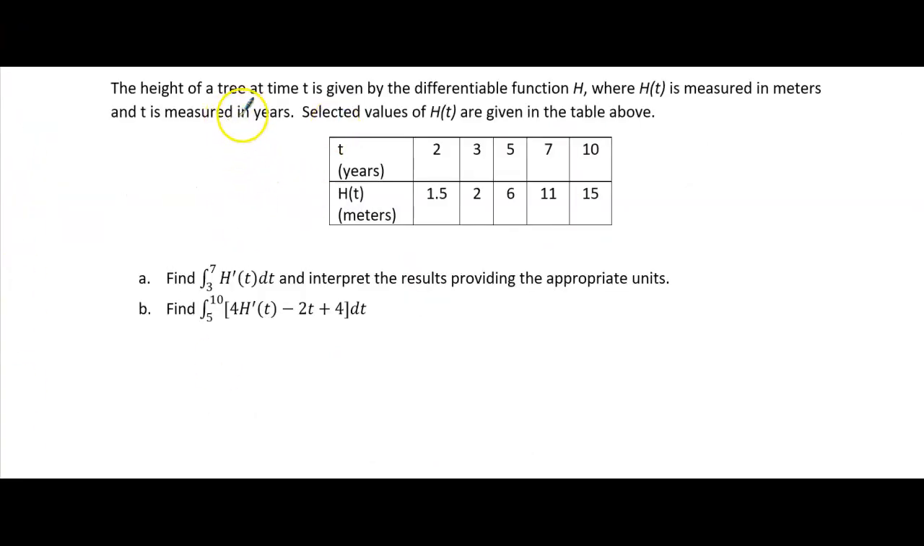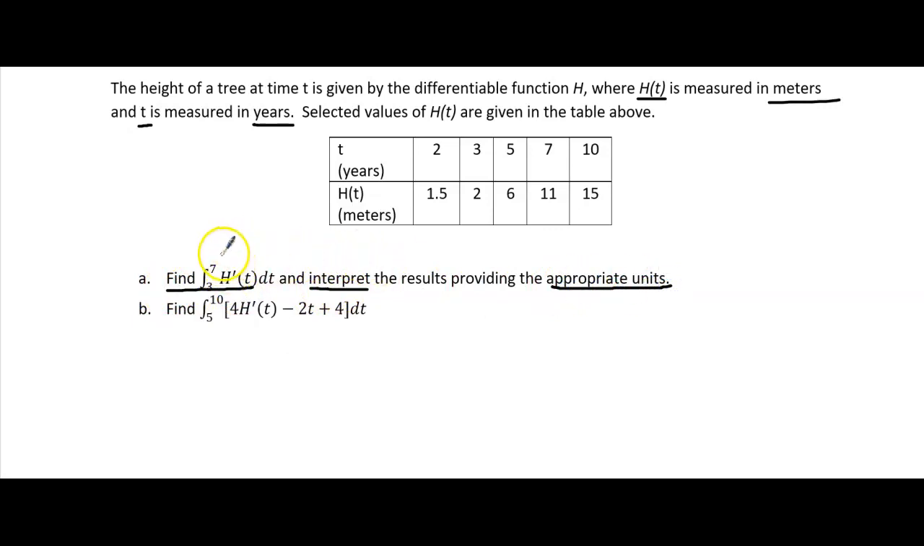All right, FRQ question. The height of a tree at time t is given by the differentiable function h, where h is measured in meters and t is measured in years, and the selected values of h are given in this table below. All right, so for part A, we're being asked to find the definite integral of h prime of t dt, and then we want to interpret the results. So we're going to find and interpret, and in our interpretation, we want to include the appropriate units.